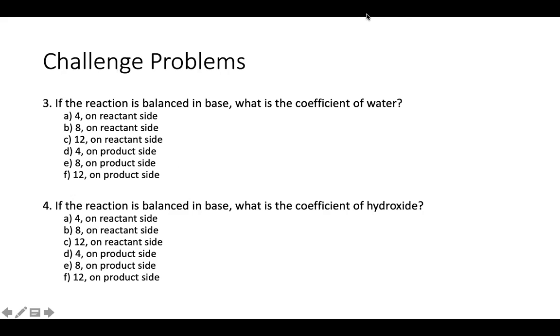Okay. Number 3 and 4 are basically saying balance your equation, and then based on your balanced equation, because it's a multiple choice question, answer. So basically they want you to balance it completely, and then you say what's the coefficient of water and what's the coefficient of hydroxide. So not just how many are there, but what side it is on is also important, because if you balanced it wrong, it might appear on the other side of the equation potentially.